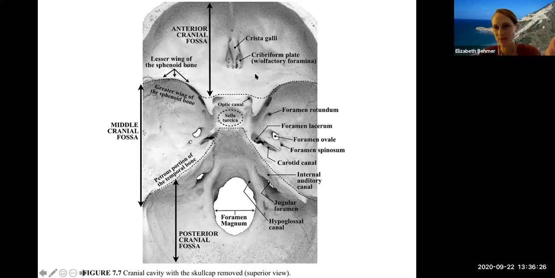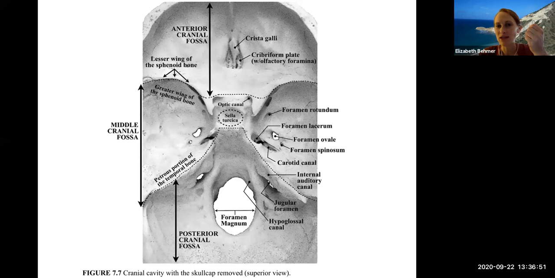So we're looking at the base of the skull here. Within the base of the skull, there's a lot of different structures, holes. So I'd encourage you guys, this is a great picture describing the structures. We'll start in the anterior cranial fossa. You have this little kind of ridge called the crista galli, which sticks up off of the ethmoid bone. It serves as an attachment place for a piece of the brain.